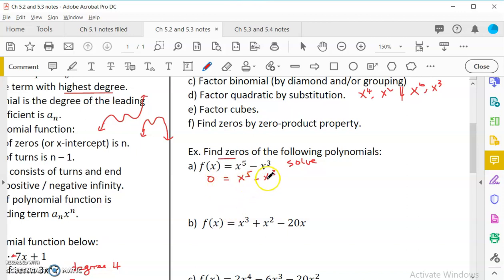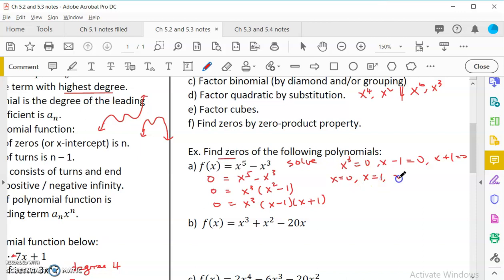The highest GCF is x cubed, so we factor x cubed out, and we have x squared minus 1. Is it all factored? Not yet. x squared minus 1 can factor more because they are both squares: (x minus 1)(x plus 1). After that, by the principle of zero product, x cubed equals 0, x minus 1 equals 0, x plus 1 equals 0. So x equals 0, x equals 1, or x equals negative 1. So those are the three zeros.